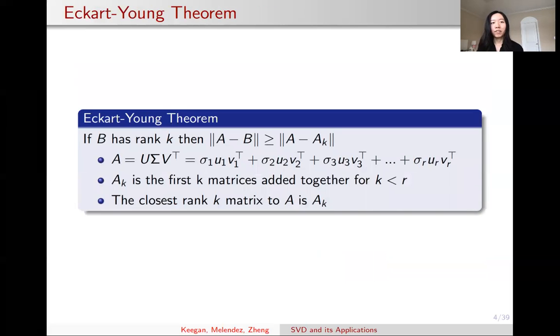An important property of the singular value decomposition is the Eckart-Young theorem. For this matrix A, we put it into outer product form, and the closest rank k matrix to A is the first k matrices added together, which we call the low rank approximation.